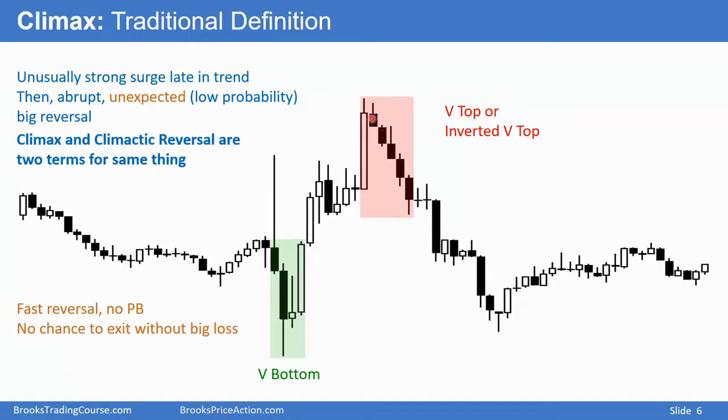You were disappointed by this bear bar. Maybe you tried to place a limit order to get out of your longs to break even. It never came back, and you ended up having to chase it down. If you want, you can call that an inverted V top or a V top and this a V bottom. I always call it something else because it is always something else.